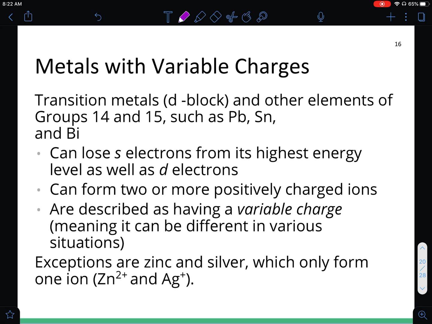And because there are varying charges, we need to tell the reader or the scientist or the student what metal, specifically what charged metal, we are using. There are some exceptions to this. For example, zinc has a +2 charge and it is a transition metal. That's the only charge it has. Same thing with silver, only 1 positive charge, even though they do live in the D block or transition metal group.